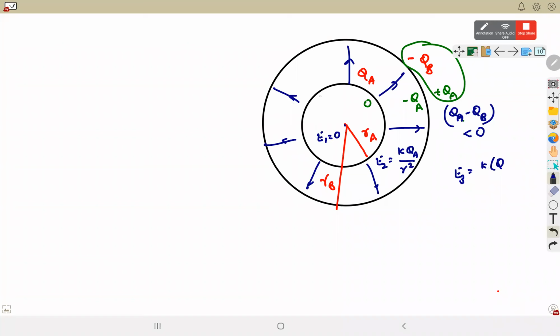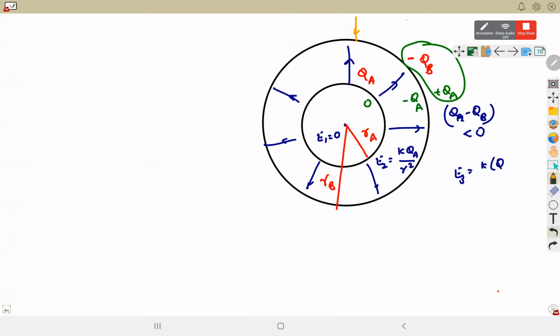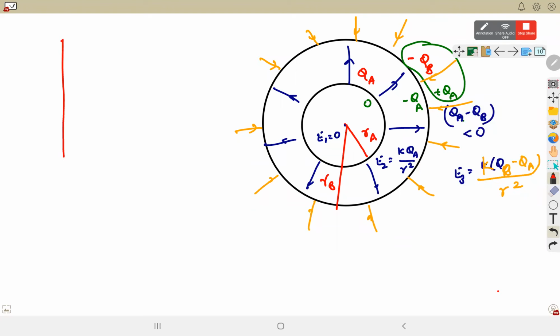The outside one charge is negative. Because that charge is negative, electric field is coming inside. So that will be vectorially written as negative. Direction wise, it is opposite to the second electric field. Electric field is K times (QB minus QA) divided by R square. And this direction is opposite, so that will be a negative electric field.